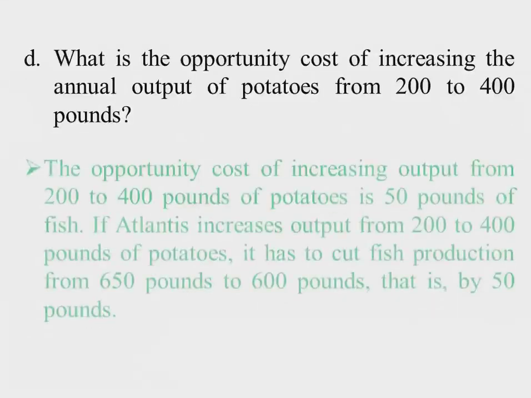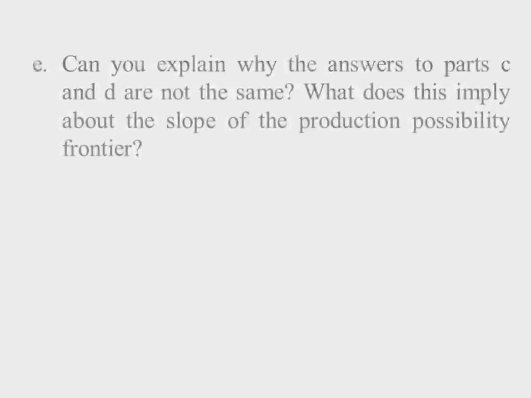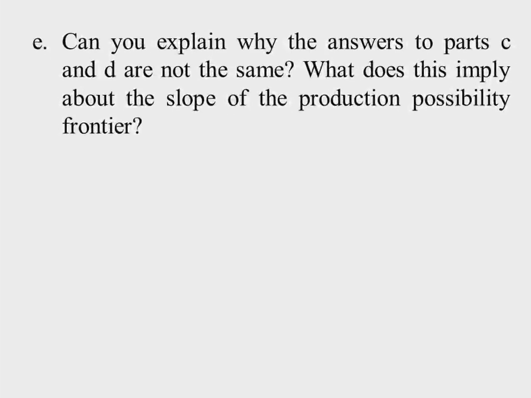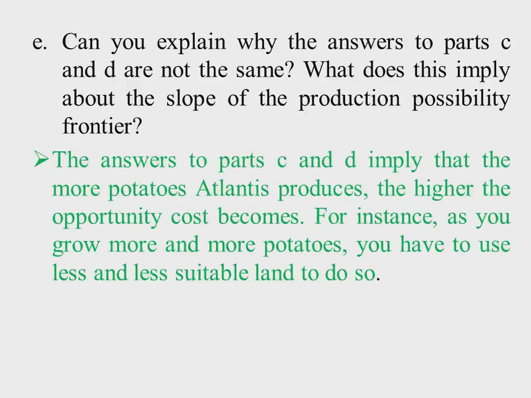So the opportunity cost of increasing output from 200 to 400 pounds of potatoes is 50 pounds of fish. Okay, can you explain why the answers to part C and D are not the same, and what does this imply about the slope of the production possibility frontier? So the answers to part C and D imply that the more potatoes Atlantis produces, the higher the opportunity cost becomes.